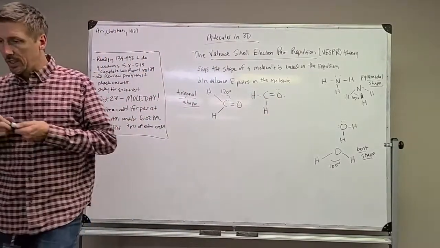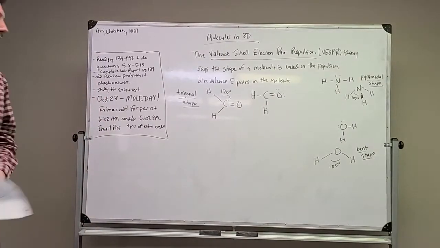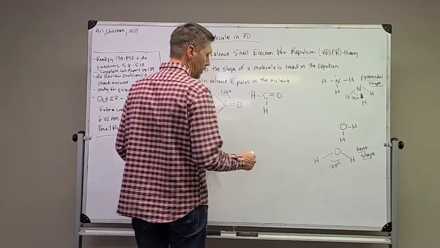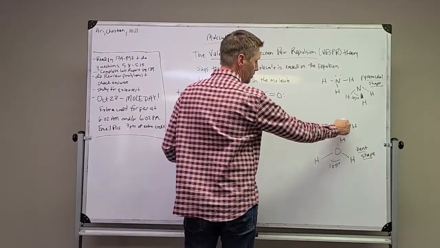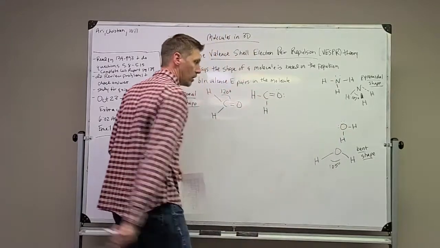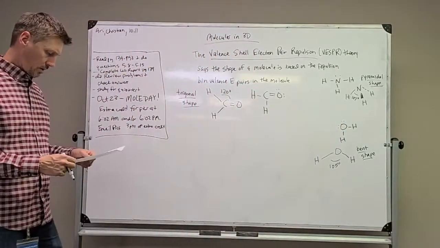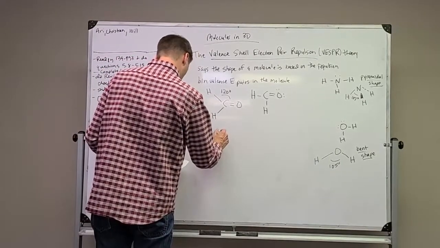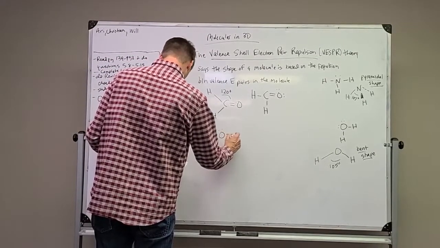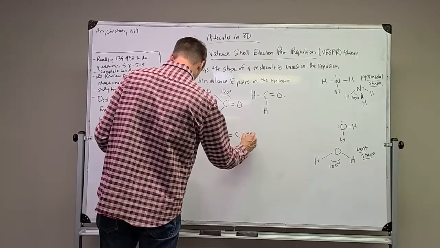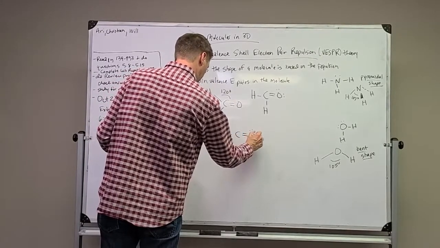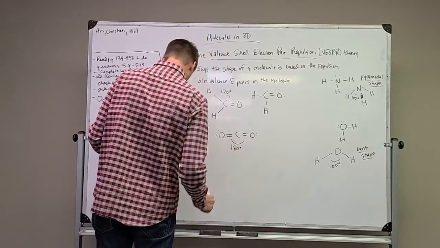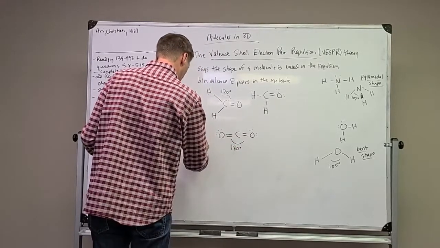And then the last one is kind of similar to our bent shape. But again, the bent shape is like 4 groups of electrons here. It's just 2 are non-bonding pairs. For the linear shape, you've got something like this, like carbon dioxide looks like this. And we've got a bond angle of 180 degrees. And this is called the linear shape.